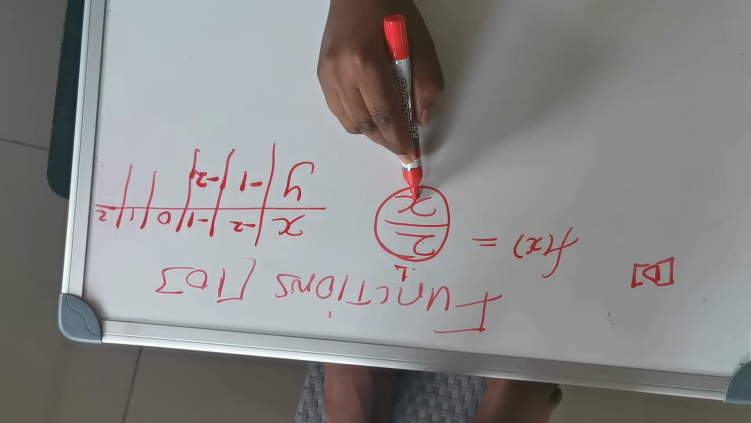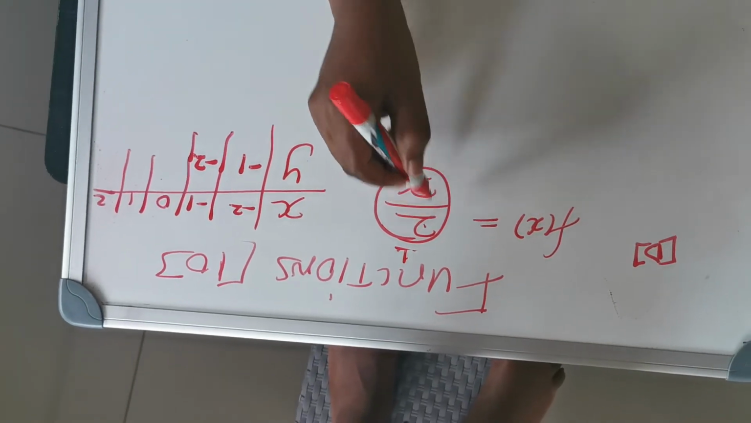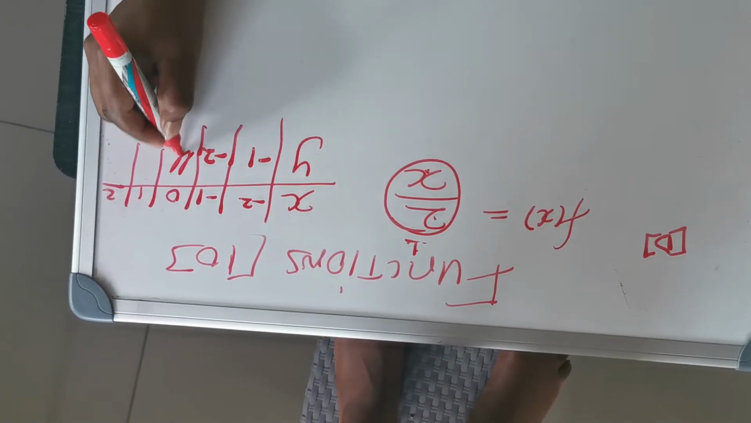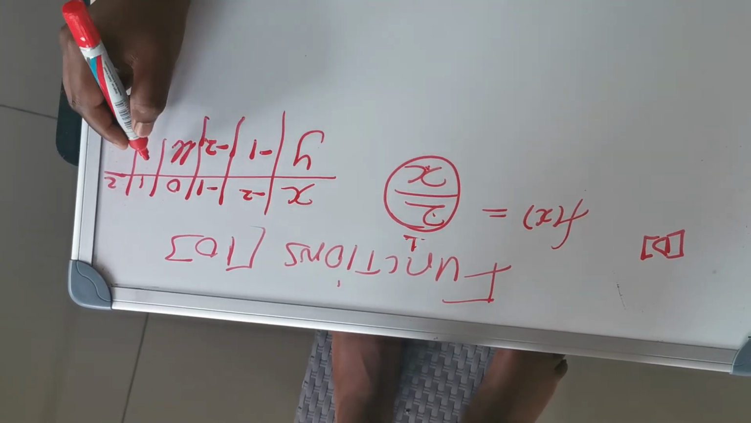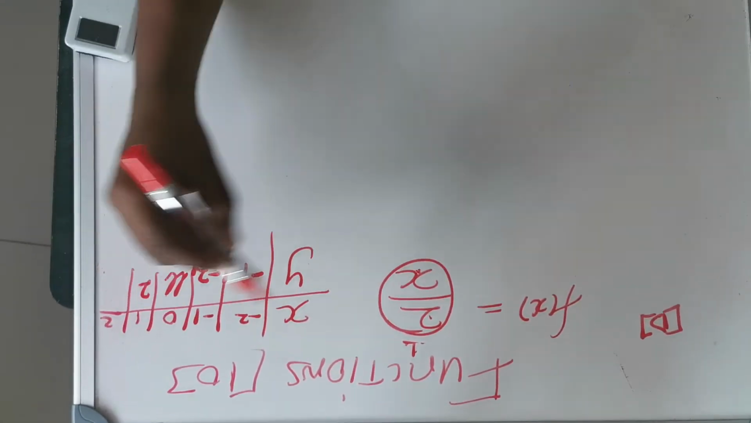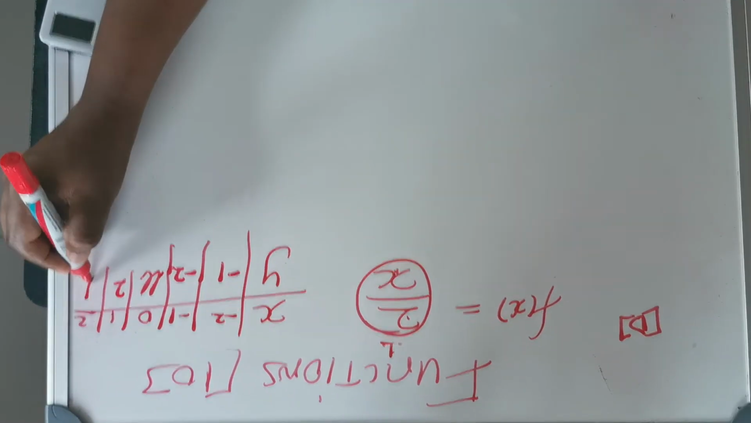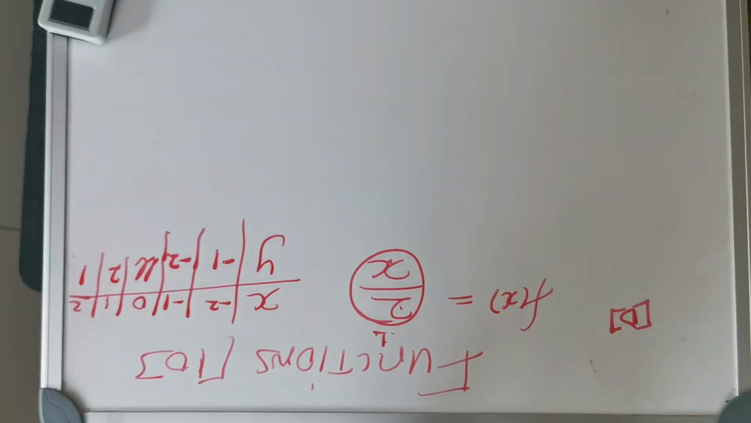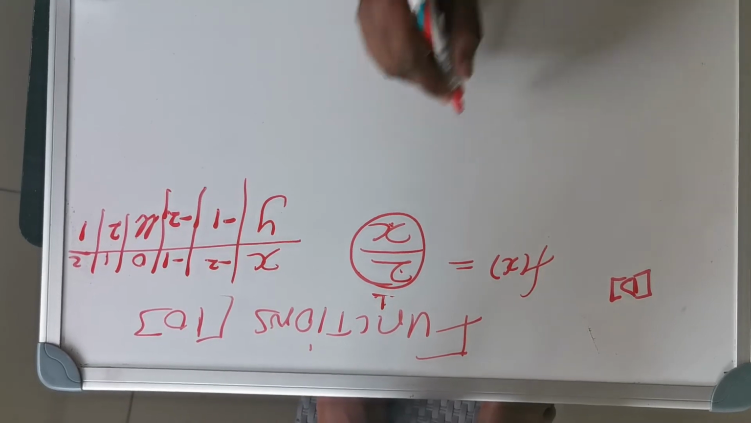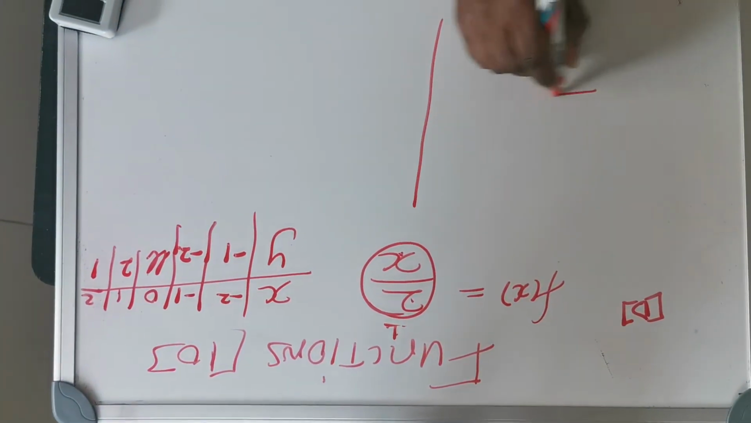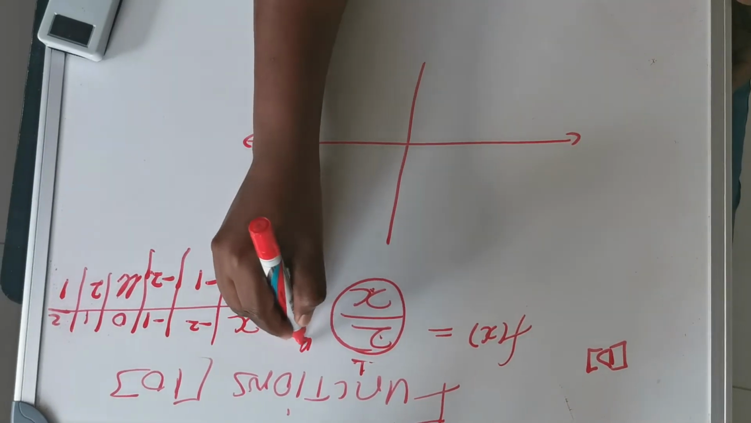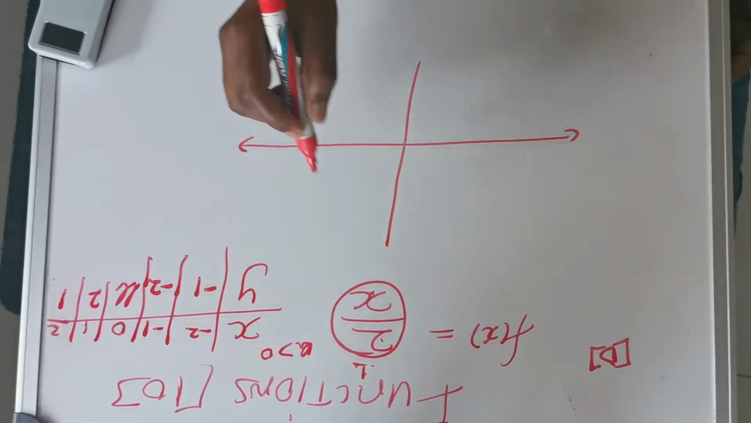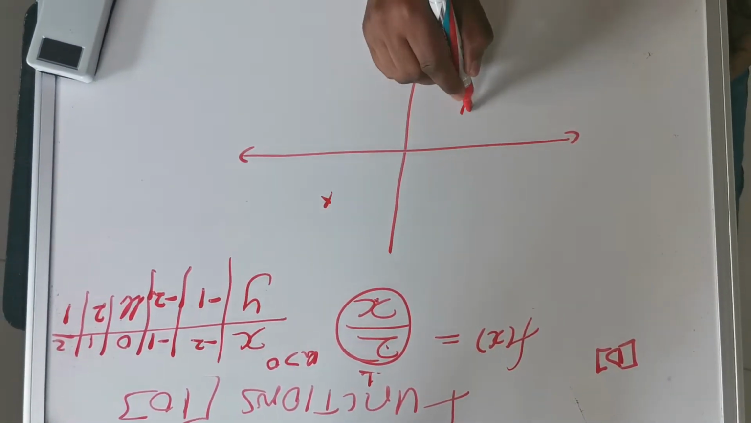If you put 0, that's very important. 2 divided by 0, that is undefined. If you put 1 here, this will be 2 divided by 1, that will give you 2. If you say 2 over 2, that will give you 1. So that is what is important. Then let's sketch this graph. What we are expecting here, since our a is greater than 0, is for our curve to be here.